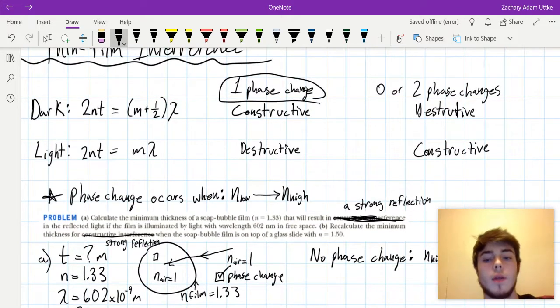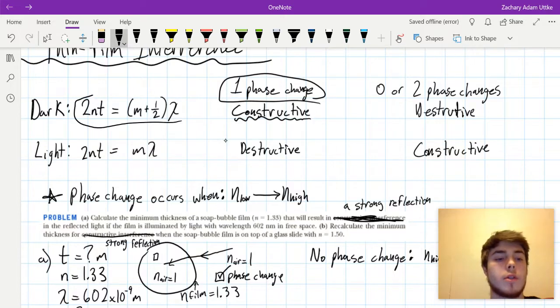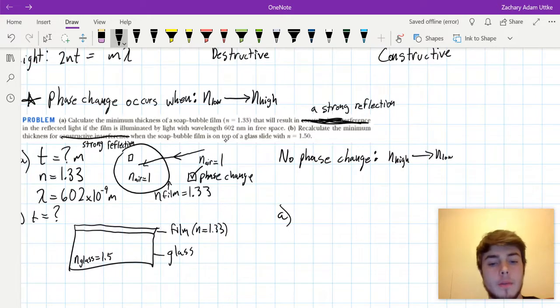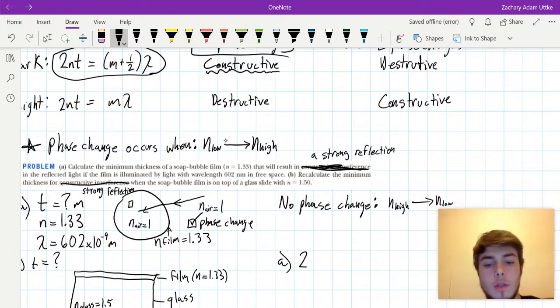And the problem states that we want to calculate the minimum thickness of a soap bubble that will result in a strong reflection. So what does that mean? Strong reflection means we want constructive interference to occur. So in that case, we will use this equation. So part A, we're going to use 2nt equals m plus 1 half times lambda.